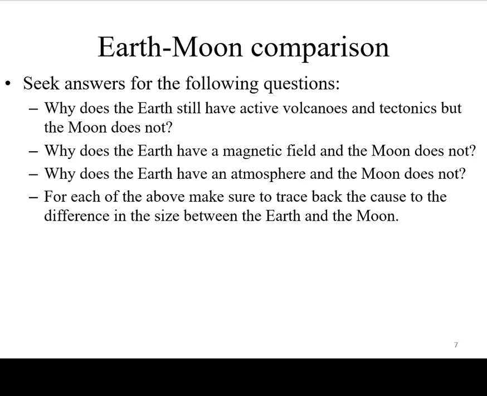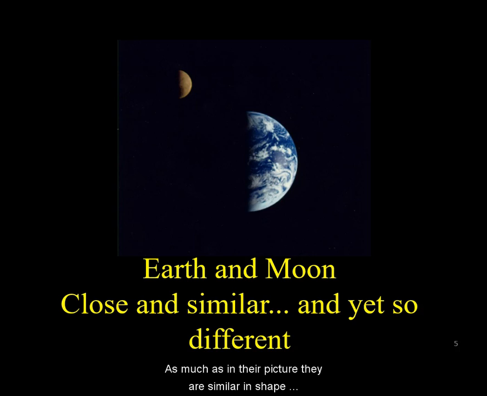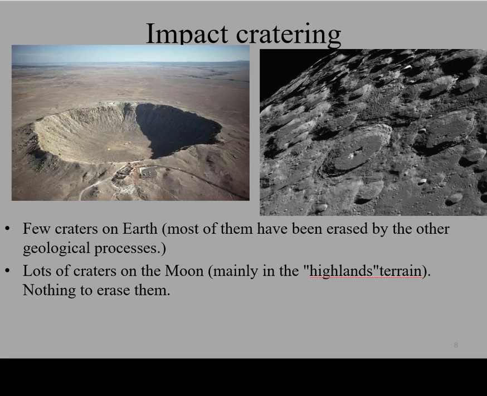the Moon. As much as in the picture they are similar in shape, they are both round, and they are both the same distance away from the Sun, this size difference will cause a lot of observed differences. Let's start with geology.